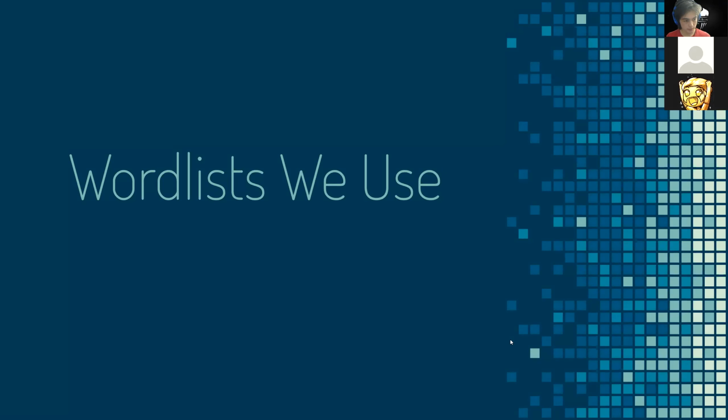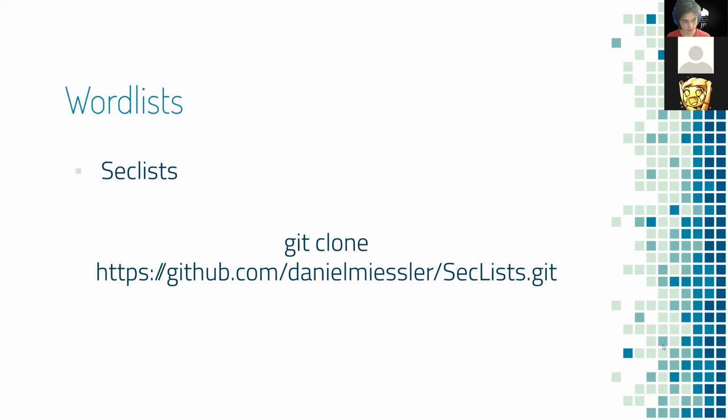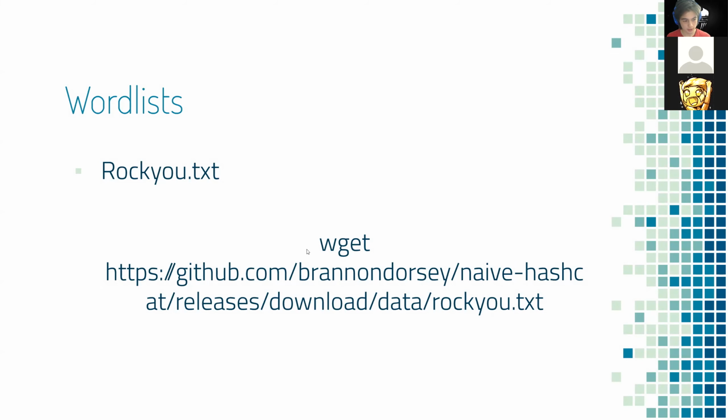All right. Now, some of the word lists we use when doing cracking or brute forcing are rockyou.txt and also Cyclists. So rockyou, we can go ahead and download this on our machine. Put this somewhere that you know it'll stay safe. I like to put all my word lists, and every tool that I download, into the /opt directory on Linux.